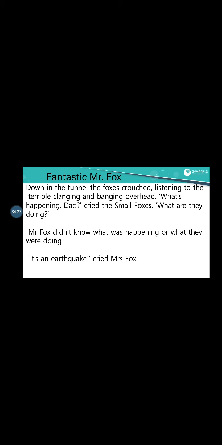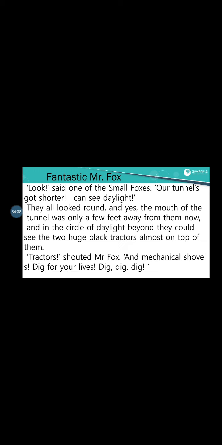"What's happening, Dad?" cried the small foxes. "What are they doing?" Mr. Fox didn't know what was happening or what they were doing. "It's an earthquake," cried Mrs. Fox. "Look," said one of the small foxes. "Our tunnel's got shorter. I can see the daylight."